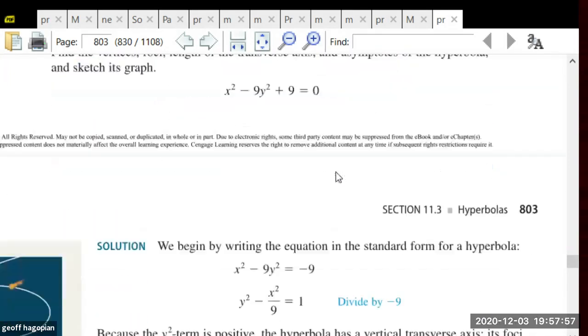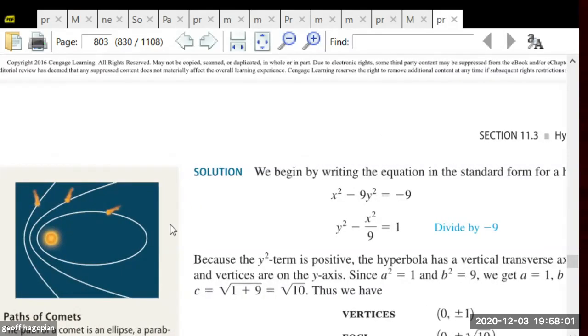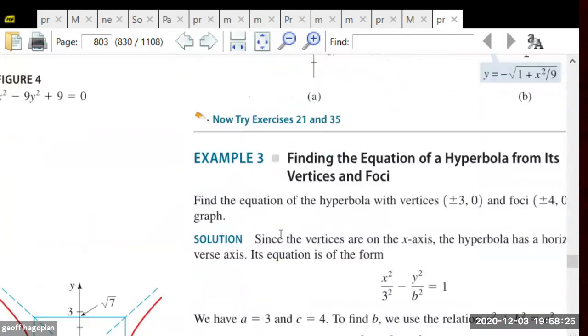So, it's hauntingly familiar to the ellipse, but different, right? And so some comets take a hyperbolic orbit, so you only ever see them once. They come in and they go out, they don't come back. Other comets follow an elliptical orbit, so they come in towards the sun, they go very fast, and then they go out here into outer space, but then they come back. So there's two flavors of comets.